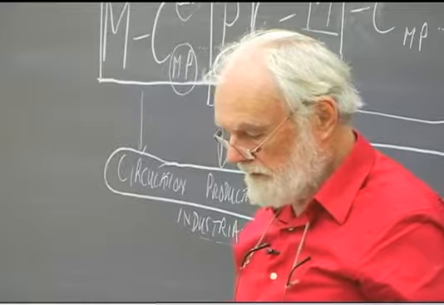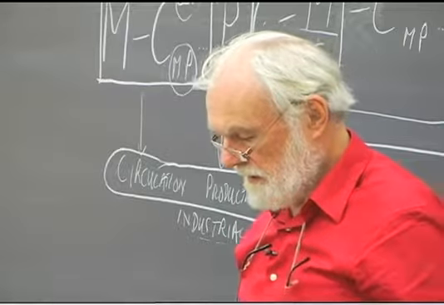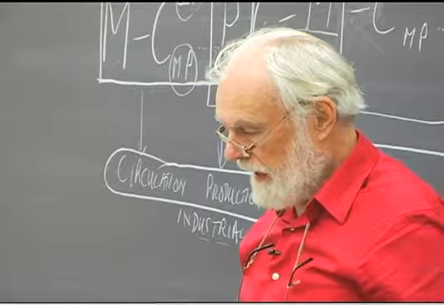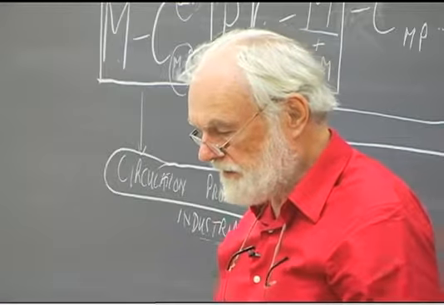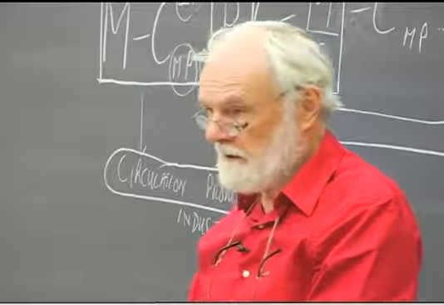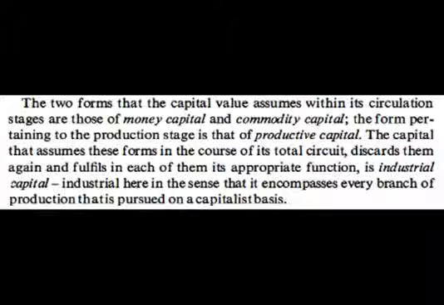And when we look in the next section at the circuit of capital as a whole, what we start to see is distinctions within a unity. So on 133: money capital, commodity capital, and productive capital. And then he goes on to define the capital that assumes these forms in the course of its total circuit, discards them again and fulfills in each of them its appropriate function, i.e. the metamorphosis stuff, is industrial capital.